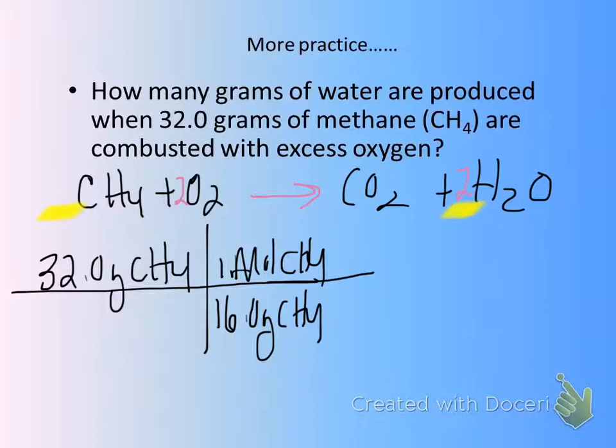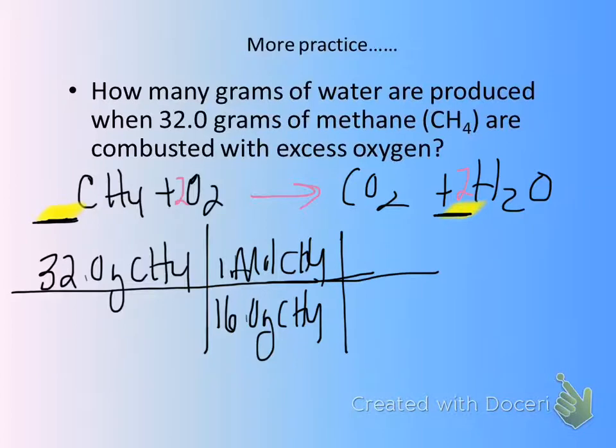So if we had 1 mole, according to this equation, we would get 2 moles of water. If we have a half of a mole, oh, I'm sorry, we actually have 2 moles. 32 divided by 16 gives us 2. If we have 1 mole of methane, we're going to get 2 moles of water. Since we have 2 moles of methane, that should give us 4 moles of water, and then you can convert that to grams. If you don't see that, we can just put it into the mole-mole ratio machine.